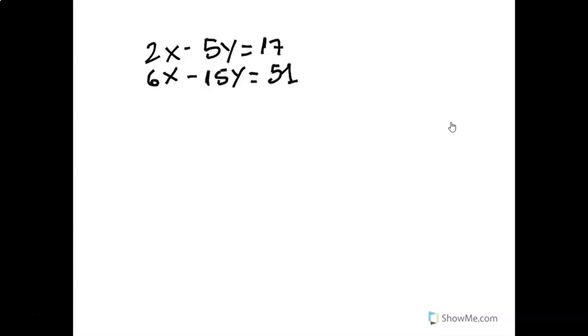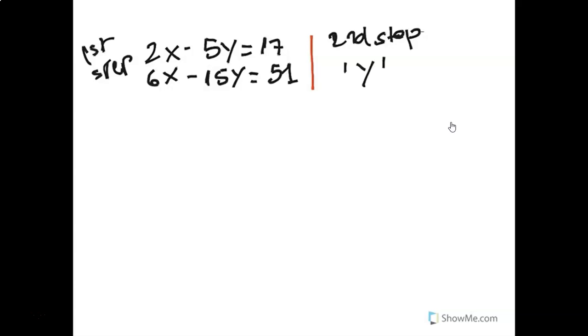So my second step is to pick a variable that we want to eliminate. In this case, this is my first step. My second step, I decide which variable I'm going to eliminate. I'm going to eliminate, in this case, the y. If you want to eliminate the x because that's your preference, that's okay. But in my case, I'm going to pick the y. Then my second step is done.